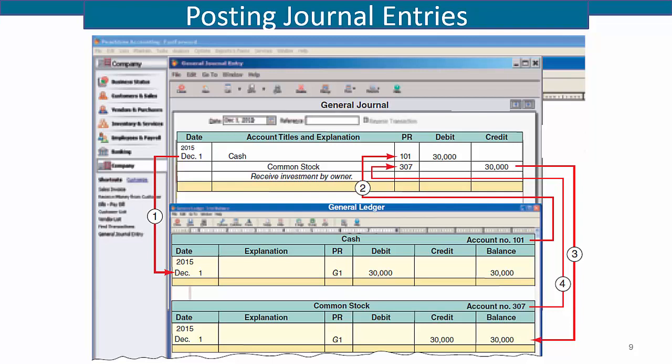Next, indicate where you can find the general journal entry. In this case, it is the first page of the general journal. We use the letter G to mean general journal. Finally, update the running balance in the cash account.